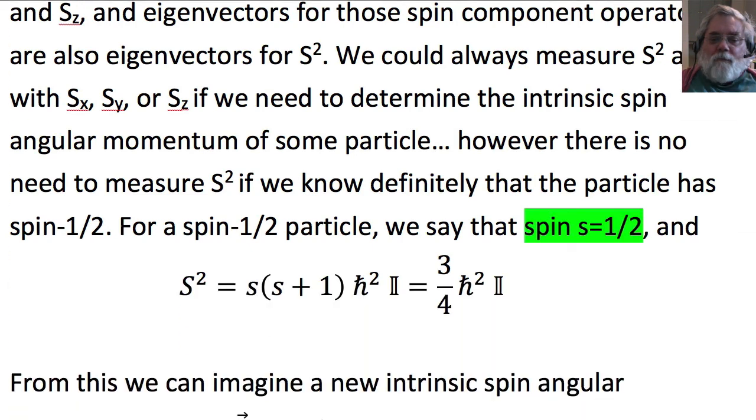For a spin 1/2 particle, we say that spin lowercase s equals 1/2 and that S squared equals s times s plus 1 h bar squared identity. And with s being 1/2, we get 1/2 times 3/2, we get 3/4 h bar squared times the identity matrix.